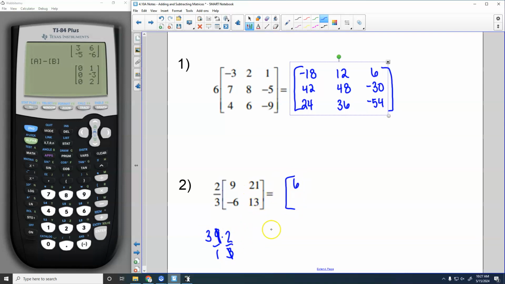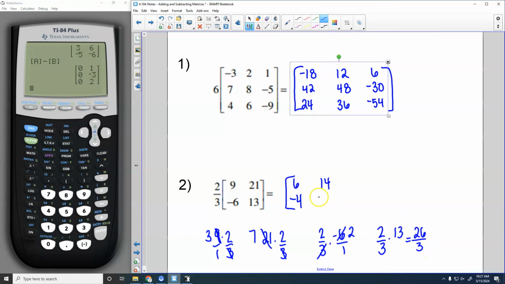And then when you multiply 21 times 2/3, the 3 and the 21 can reduce. You'll get a 7 here. You're going to get 14 in that spot. When you're doing 2/3 times -6, the 6 can reduce. You'll get -4 here. The last one, you got to do 2/3 times 13. That will not reduce. So you're going to get 26 over 3 for that last one.